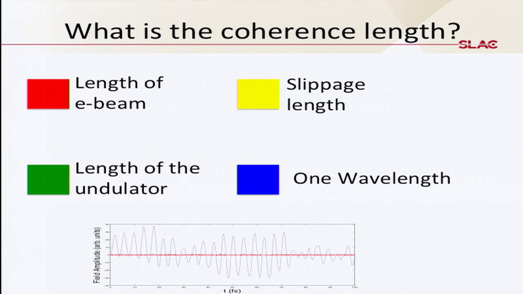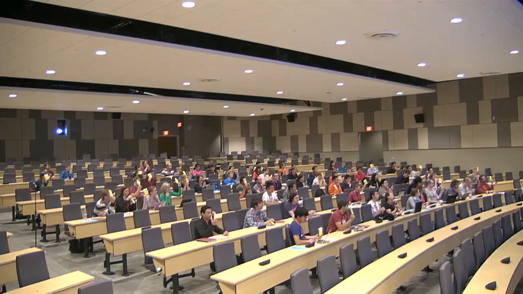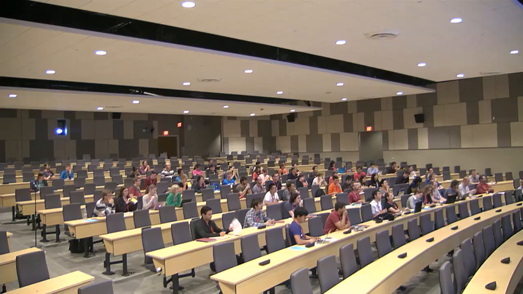Let me see some colors. Let's see, I see a lot of yellow. Mostly yellow, I see some blue. Okay, yellow is indeed the correct answer. And it's pretty easy to understand conceptually.